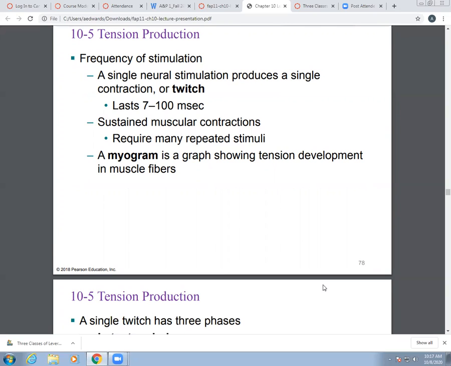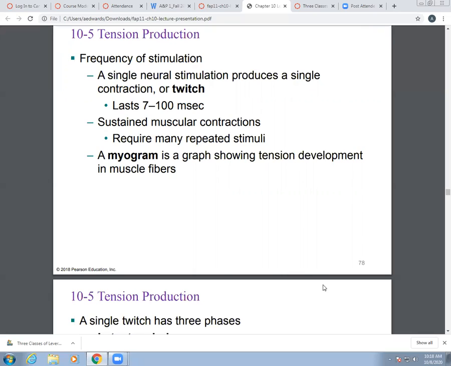All right, so frequency of the stimulation. And we'll learn about some of this in lab too, so you'll get to see this as well there when we talk about the muscular system. But a single neural stimulation is going to create what we call a twitch, and that's a single contraction between 7 and 100 milliseconds. Okay, to get sustained muscle contraction, you have to have repeated stimulation.